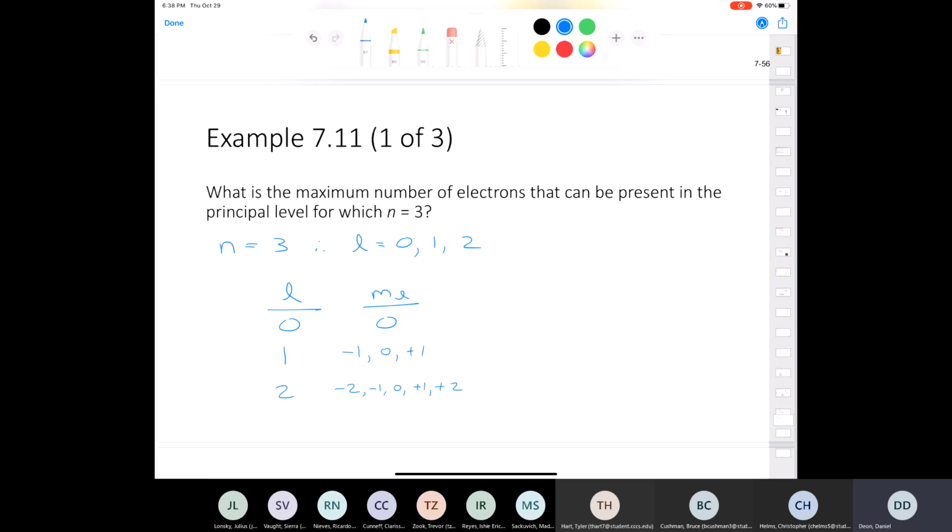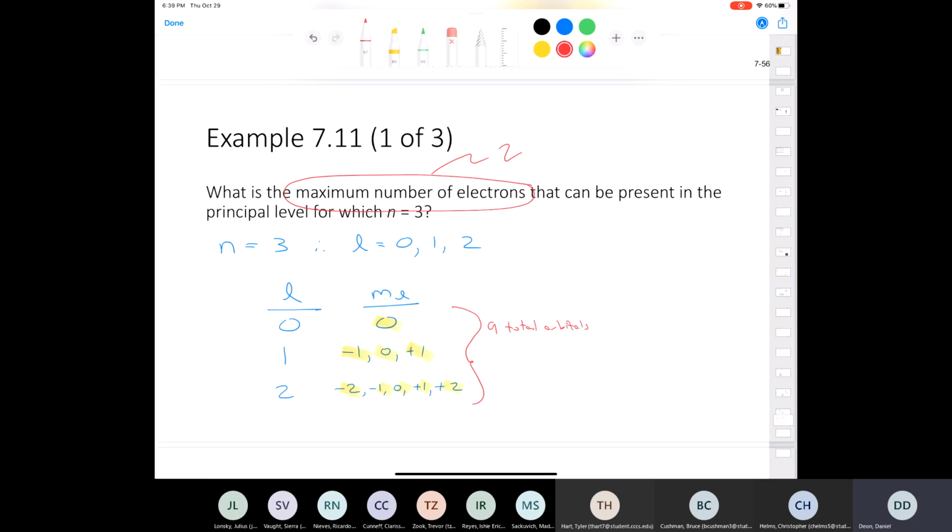What's the total number of orbitals? Who could tell me how many total orbitals I have for an n equal to 3? Not a trick question. Absolutely. Perfect. Trevor, it's 9, right? I have a total of 1, 2, 3, 4, 5, 6, 7, 8, 9. I have 9 total orbitals.